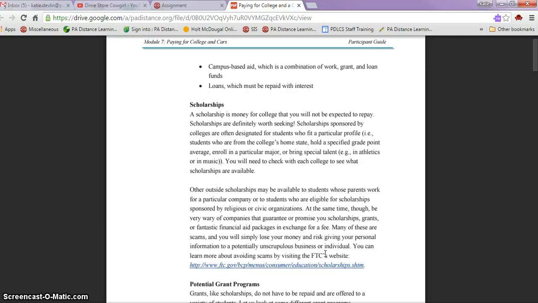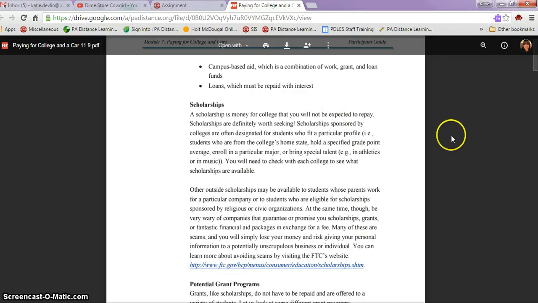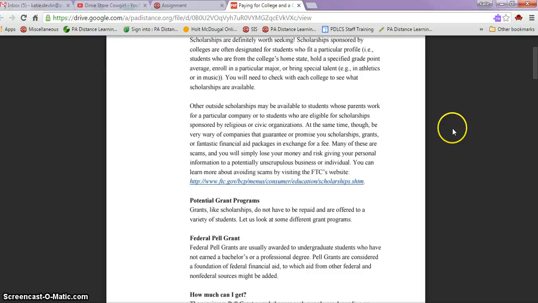Scholarships sponsored by colleges are often designated for students who fit a particular profile. For example, someone from the college's home state, if they hold a specific grade point average, if they enroll in a particular major, or if they have some sort of special talent. You will have to check with each college to see what scholarships are available. Other outside scholarships may be available to students whose parents work for a particular company or to students who are eligible for scholarships sponsored by religious or civic organizations.